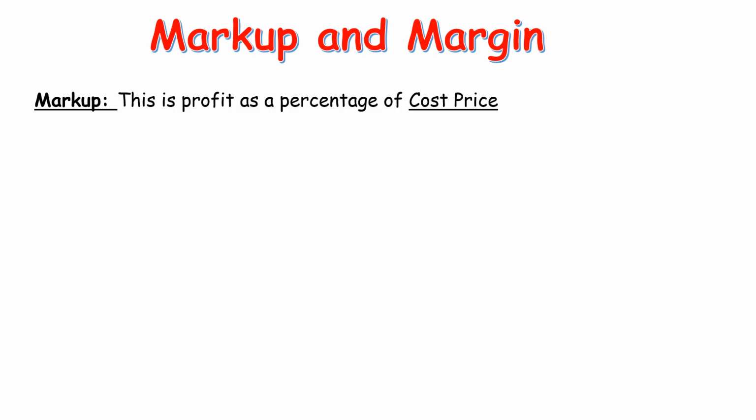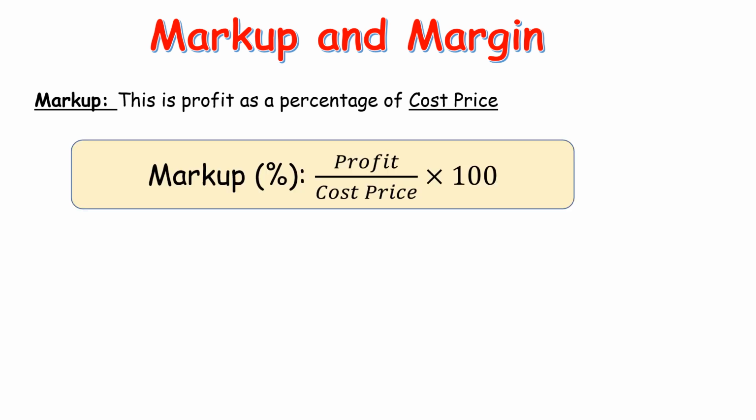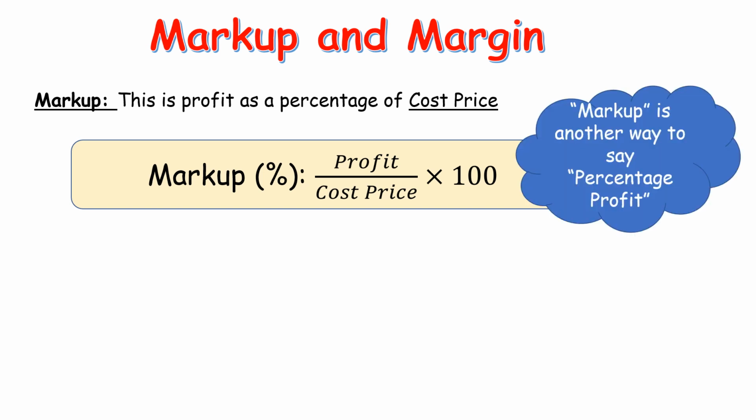So some other words that you are required to know are markup and margin. Markup is the profit as a percentage of cost price. So anytime you hear this language, as a percentage of, think of it first as a fraction. So profit over cost price, then multiply by 100. Anytime they tell you as a percentage of, that's the thing that will go on the bottom line. So that's our markup. Notice how markup is just another way to say percentage profit. It's our profit over cost price.